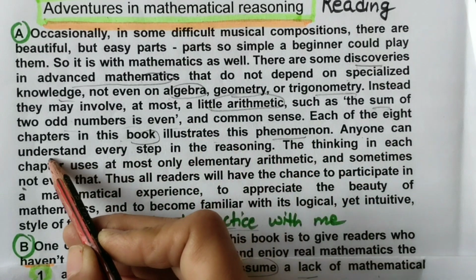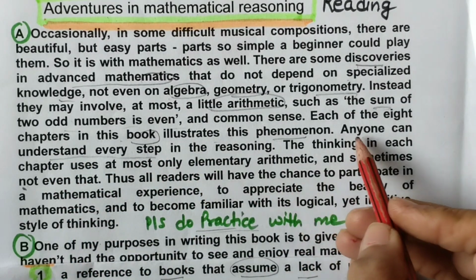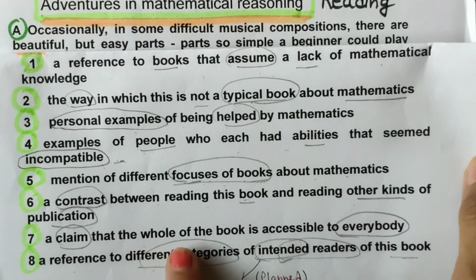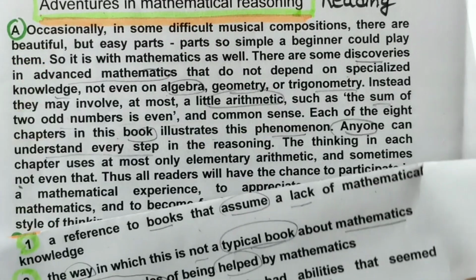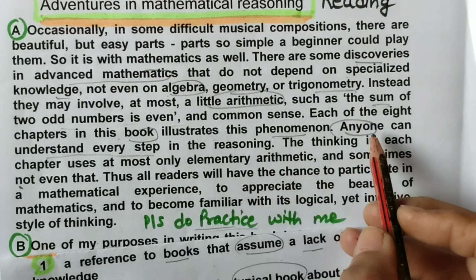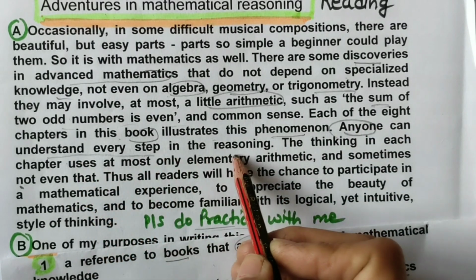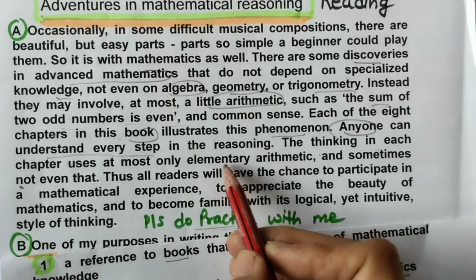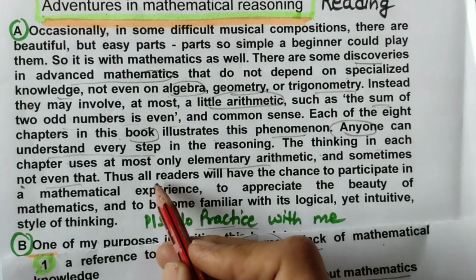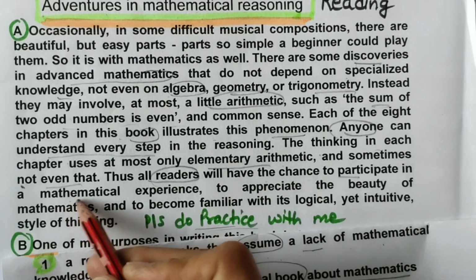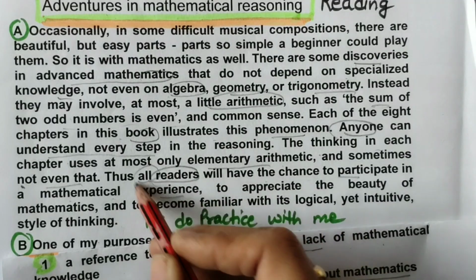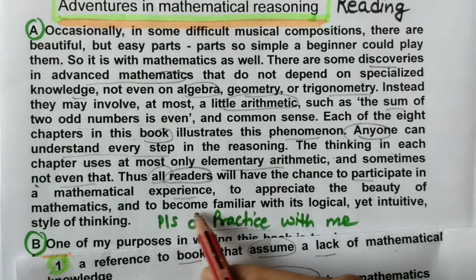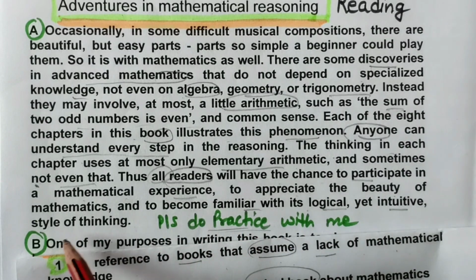Anyone can understand every step in the reasoning. So the word anyone was there. Here somebody claims that the whole of the book is accessible to everybody. I think this is matching, but let's read it. Anyone can understand every step in the reasoning. The thinking in each chapter uses at most elementary arithmetic, sometimes not even that. Thus, all readers will have the chance to participate in a mathematical experience. All readers, here again, to appreciate the beauty of the mathematics, to become familiar with its logical yet intuitive style of thinking.